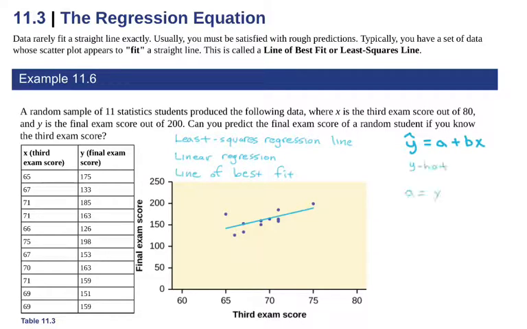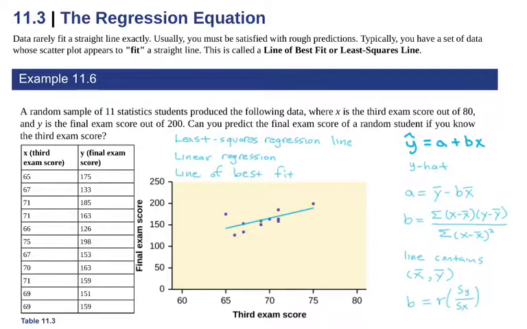And we write it as y hat is equal to a plus bx. And then our a is the mean of the y's minus b times the mean of the x's, where our b is given by this equation here, the summation of x minus x bar, multiplied by y minus y bar, all over the summation of x minus x bar quantity squared. Our line always contains that x bar and y bar. That's a value that's fixed on there.